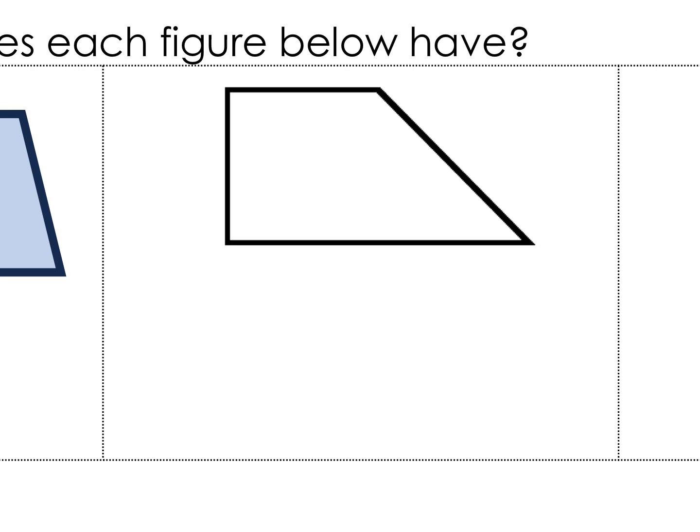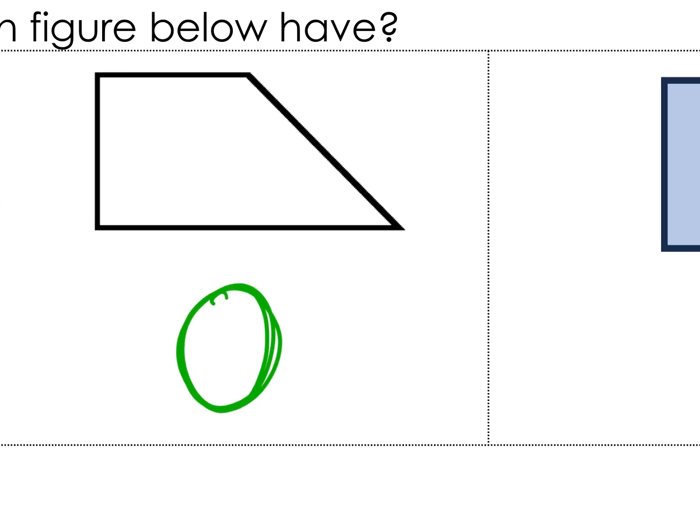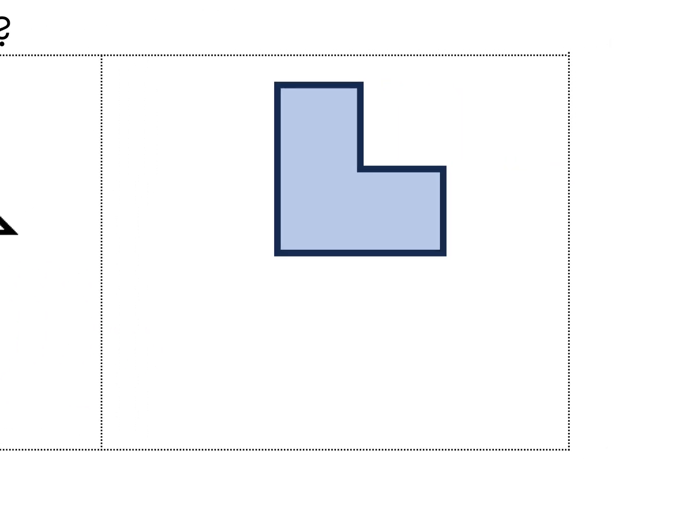Check out this trapezoid. Are there any lines we could fold that trapezoid on so that it lands completely on top of itself? Correct answer is no. There are 0 lines of reflection. And the last one, where is the line of symmetry that we could reflect this shape on so that it would land on top of itself? It's one line of symmetry right here. That's the only place you could fold that L shape so that it lands completely on top of itself. So 1.